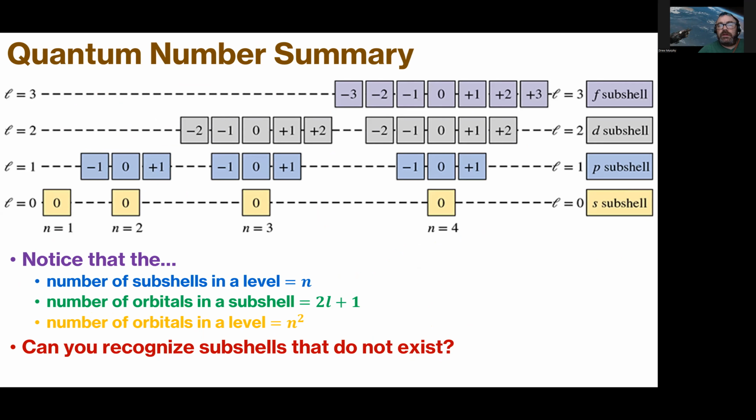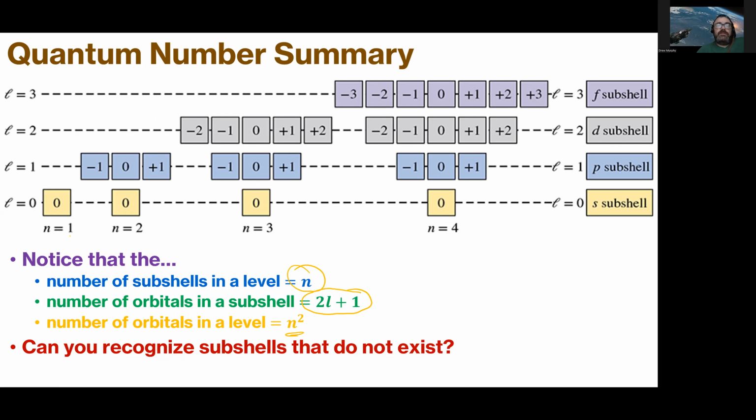This would be n equals 1, n equals 2, 3, 4, and so on. We also want to pay attention to that the number of subshells in a level is equal to the value of n. Number of orbitals in a subshell is 2L plus 1. What about the number of orbitals in a level equals n squared?